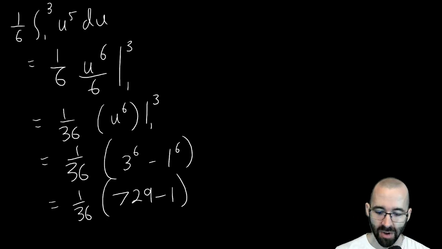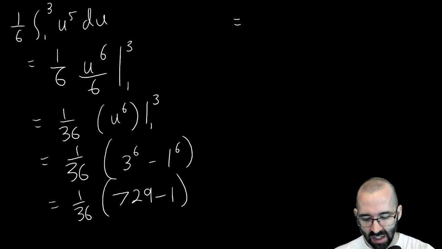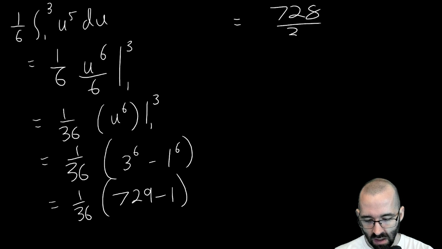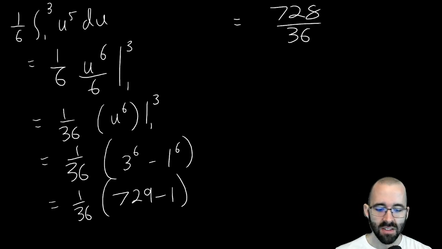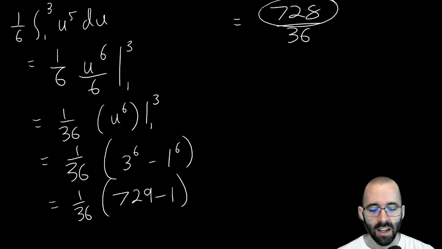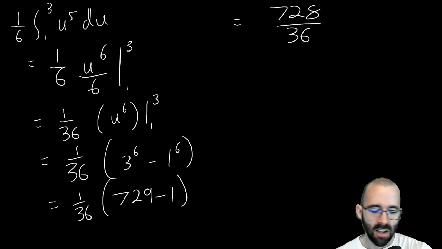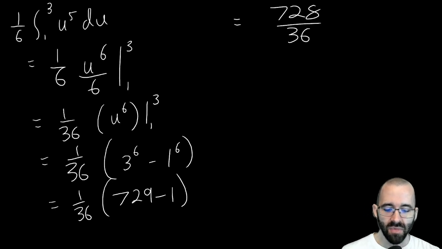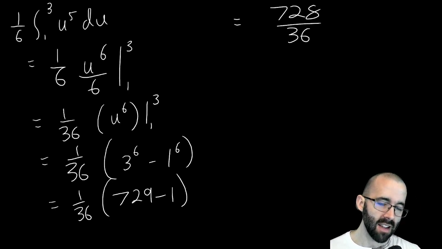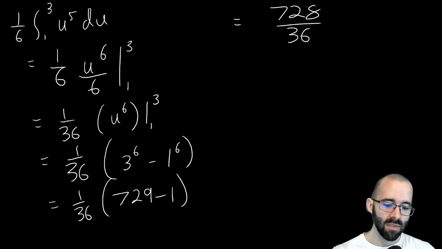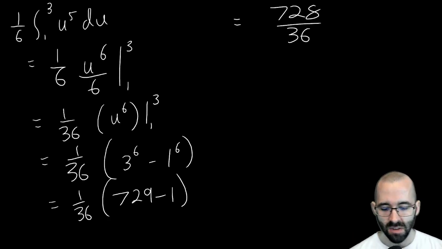1 to the 6th, I'll do that one in my head. So we get 728 all over 36. There's two ways of knowing that this is not divisible by 3. We know it's not divisible by 3 because this is only 3's and we subtracted 1. Or you could count up the digits. 7 plus 2 plus 8 is 17. If that sum is divisible by 3, then the whole thing is. That's one of the rules.